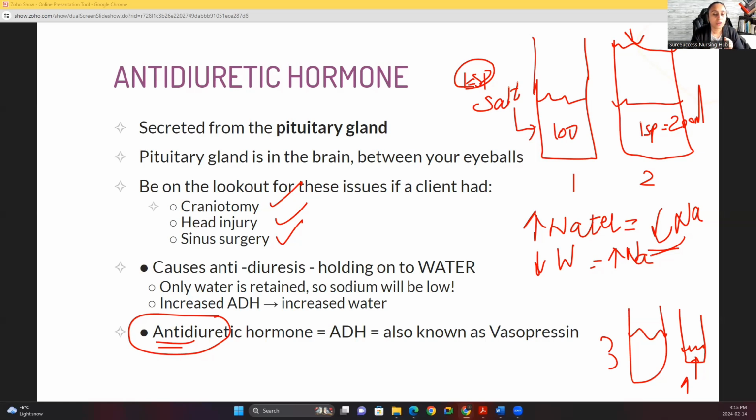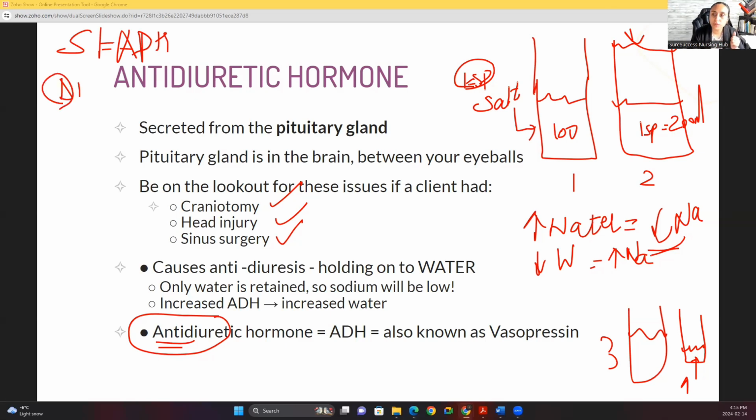Polyuria. Remember, SI means super increased ADH, and DI means decreased ADH.